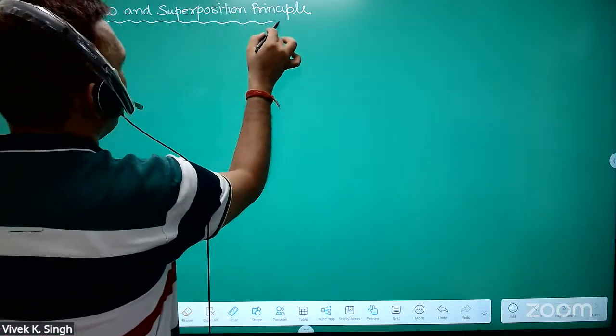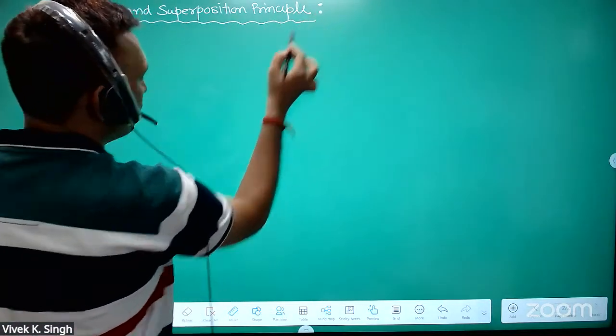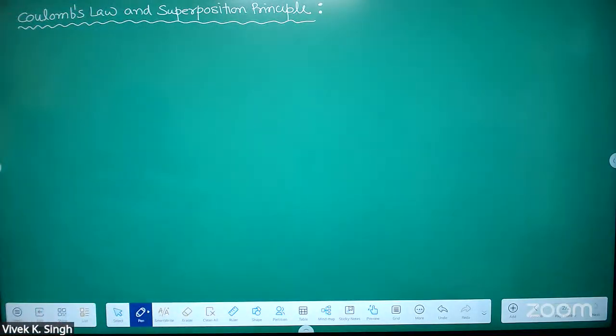Coulomb's law and superposition principles. So we will first see what is Coulomb's law and how to find the electric field using Coulomb's law.